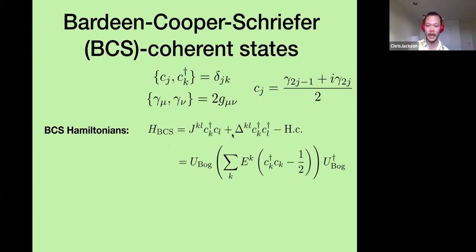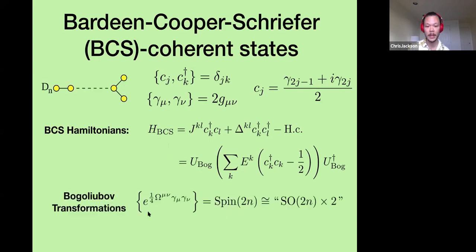And the kind of unitaries that diagonalize these kind of Hamiltonians are called Bogoliubov transformations. And these Bogoliubov transformations form a group called the spin group, which is essentially the same as the group SO(2N) up to a double cover. If you guys have ever thought about spin systems, this is the same kind of double cover that shows up.